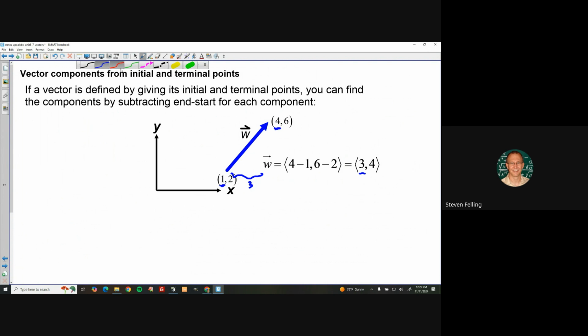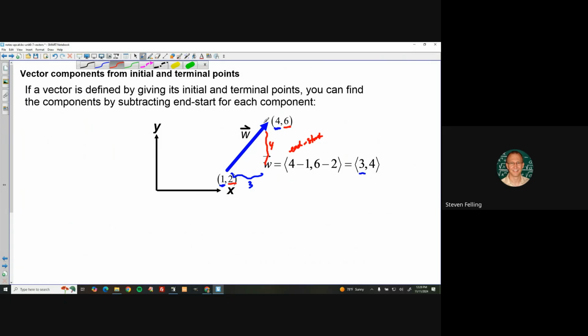And then in the y direction, you can take the ending y minus the starting y. So 6 minus 2 is a total of positive 4 translation in the y direction. You always have to do end minus start, though, so that you get the right direction. If you reverse these, then the arrow's in the other direction.